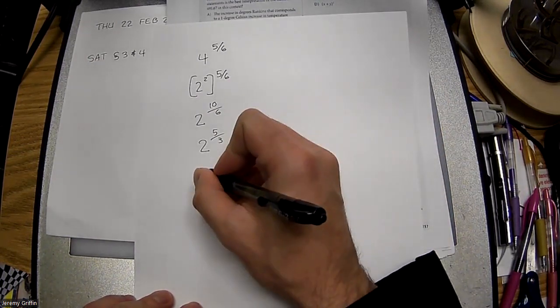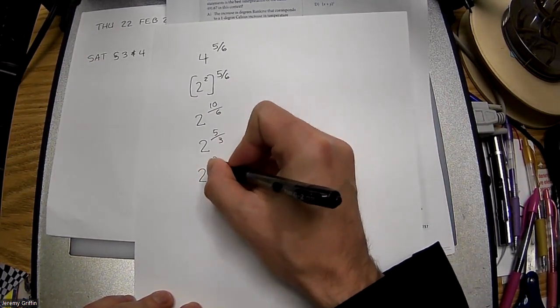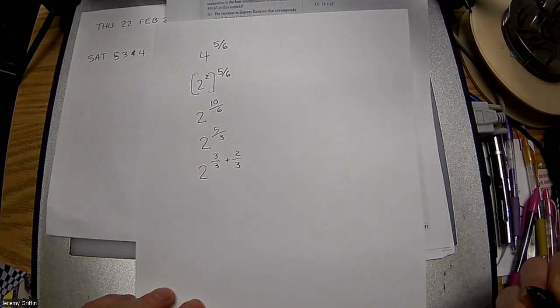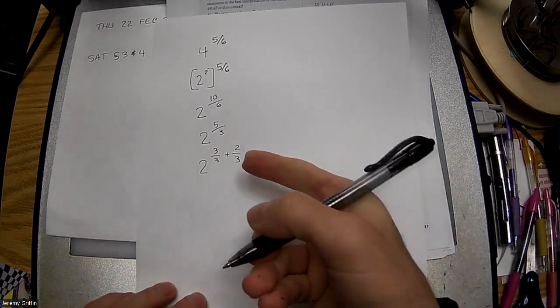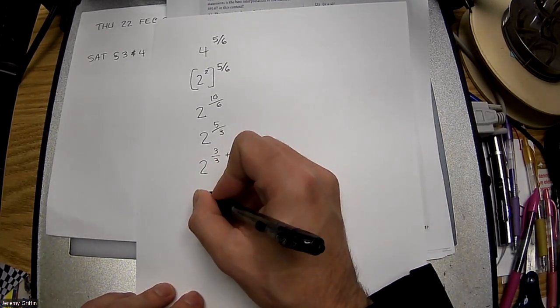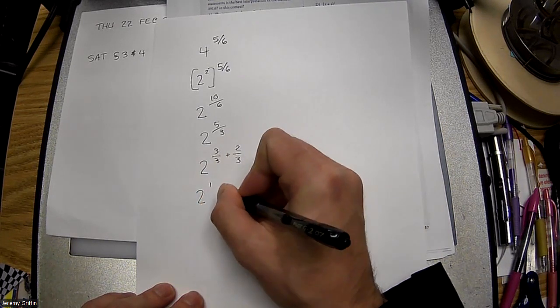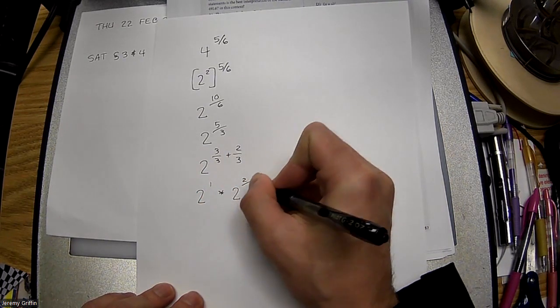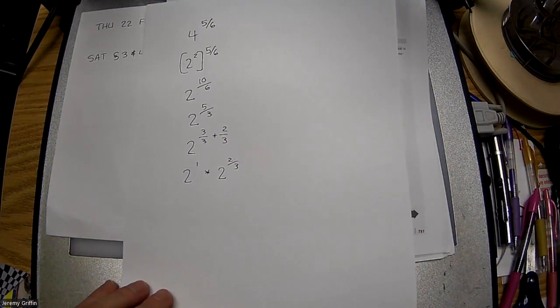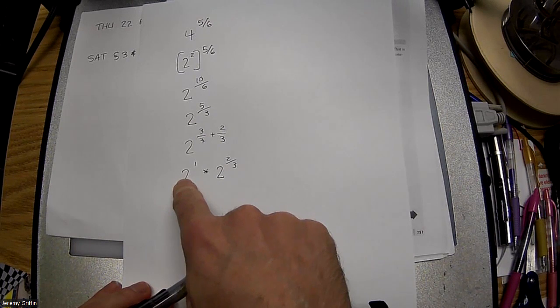Could I do something like this? 3 over 3 plus 2 over 3. Can I do that? Is that right? Same thing, right? And then 3 over 3, that's like 1. That's like 2 to the power of 1. Now I'm multiplying 2 to the 1 times 2 to the 2 over 3. Yes, that's the same thing. And then that's just 2, right?